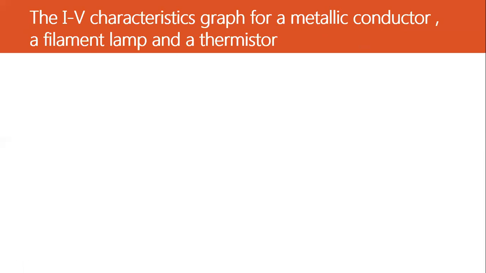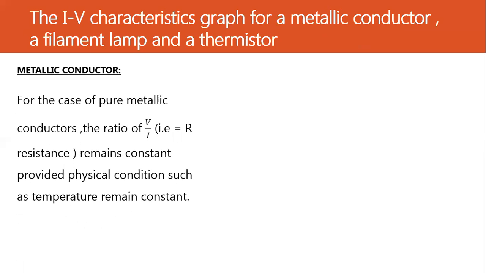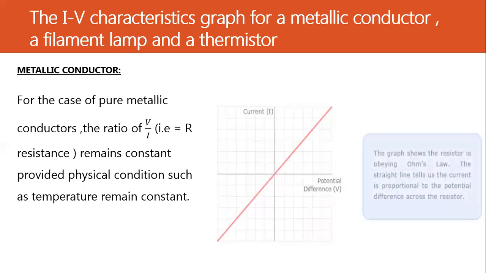The IV characteristics for a metallic conductor, a filament lamp and a thermistor. Metallic conductor: for pure metallic conductors, the ratio of V upon I is equal to R, the resistance, which remains constant provided physical conditions such as temperature remain constant. That means for a metallic conductor, if we divide V by I, the answer is a constant, and that constant is known as R.